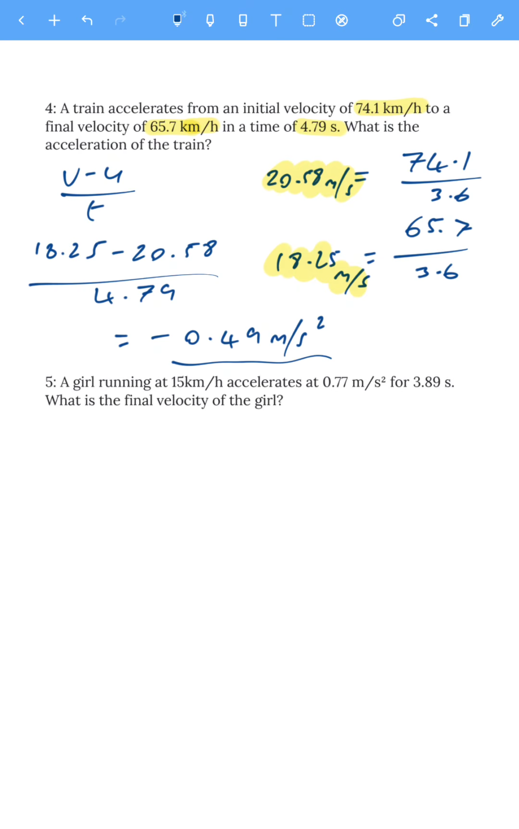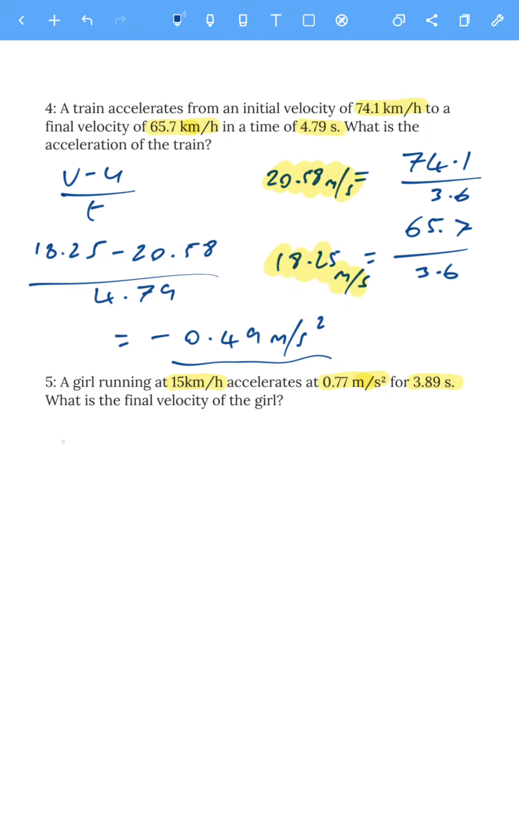So hopefully that one went okay. If you got that one wrong, you might want to pause and redo number 5 now that you know how to do the conversions. If not, I'm going to go through that answer now. So a girl running at 15 kilometers per hour accelerates at 0.77 meters per second squared for 3.89 seconds. What is the final velocity of the girl?